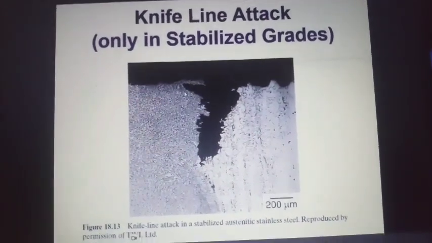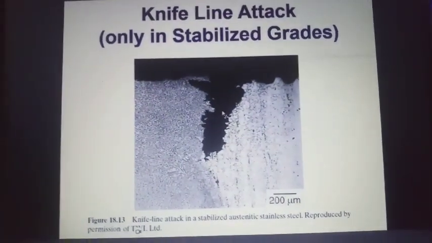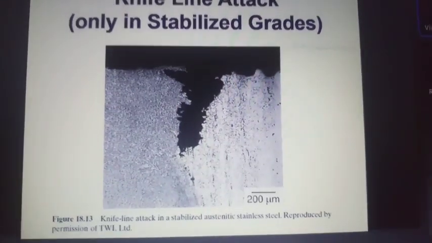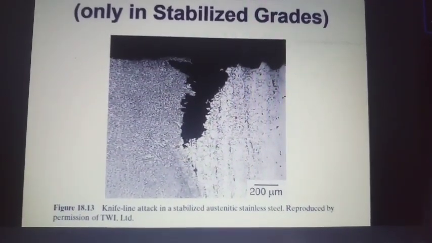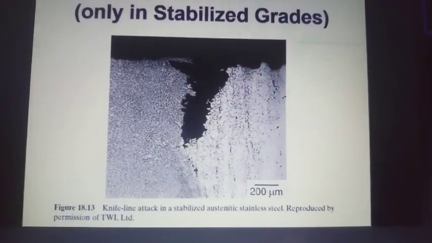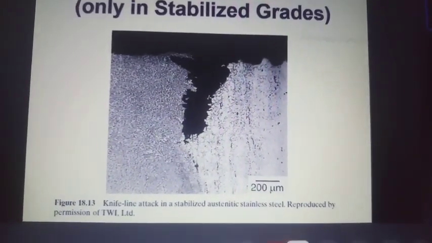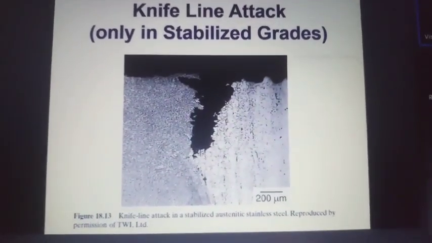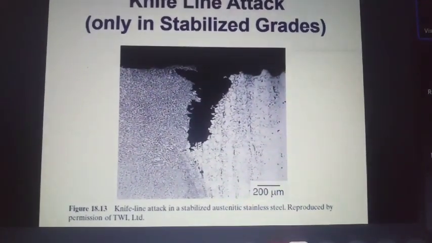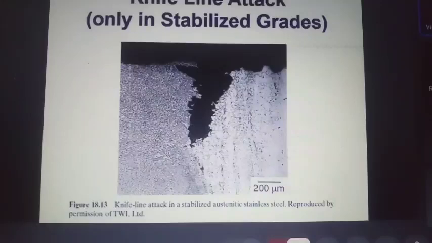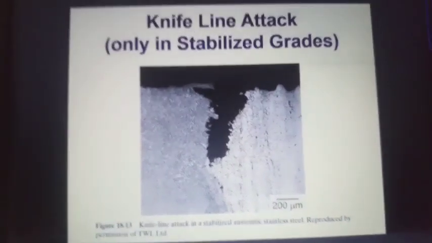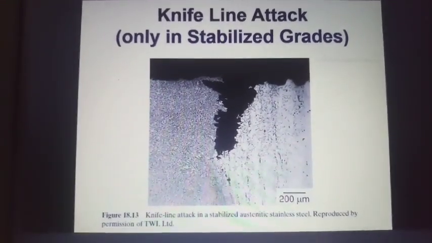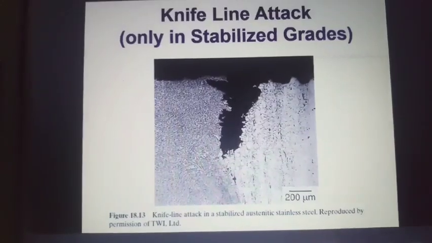And only in the 321 or 347 there is one specialized form of attack called knife line attack. The 321 and 347 we buy in stabilized condition, where a stabilization heat treatment is added to the solution annealed condition. Either first you do 1040 for 1 hour and then quench. After that you do a stabilization heat treatment of 875 to 925 for 2 to 4 hours. That's a stabilization heat treatment specifically for 321 and 347 grades to precipitate titanium carbide or niobium carbide.